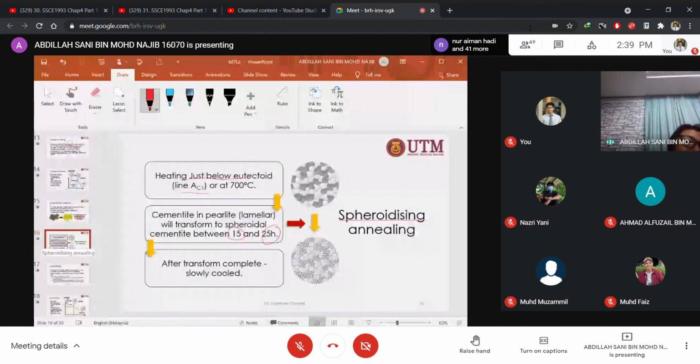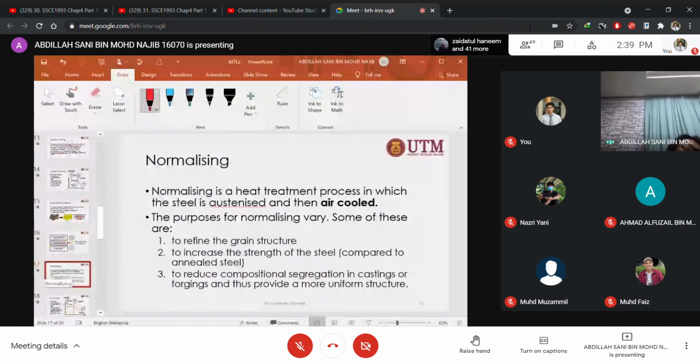Just below eutectoid, this is what we mentioned just now. Other than annealing, we have another process which we call normalizing. The difference between full annealing and normalizing is that we don't leave the sample in the furnace; rather we take it out and air cool it. So the cooling rate is much higher, and the microstructure will change. As I mentioned, when we leave it for slow cooling inside the furnace, the grain will grow.